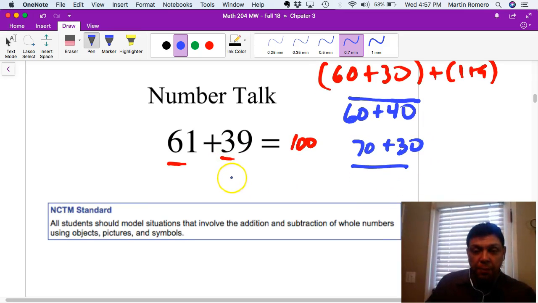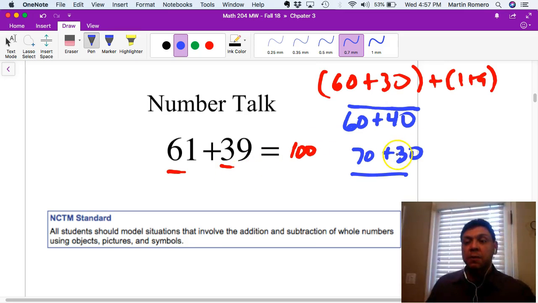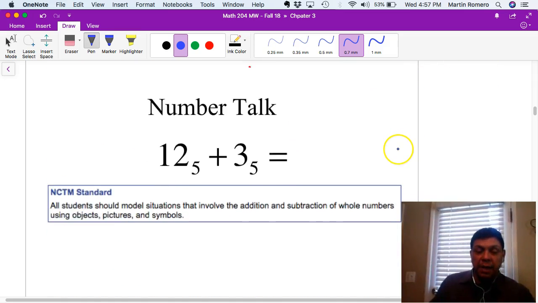And so if students are able to do that, you have a good idea of place value and understand how those numbers are related to each other. And so that's what we're going to be looking at.